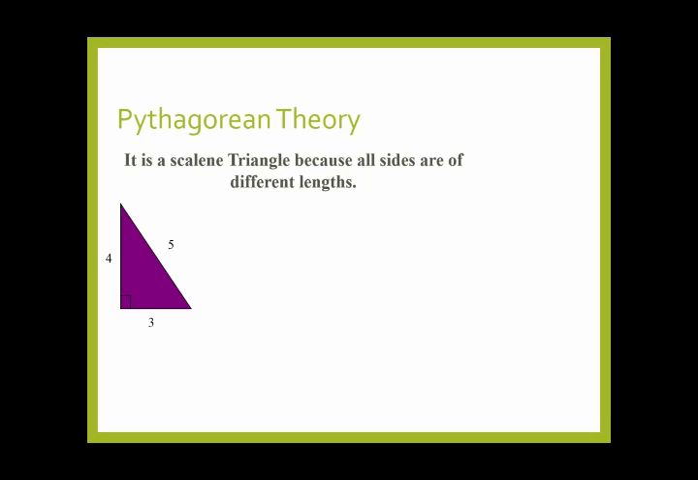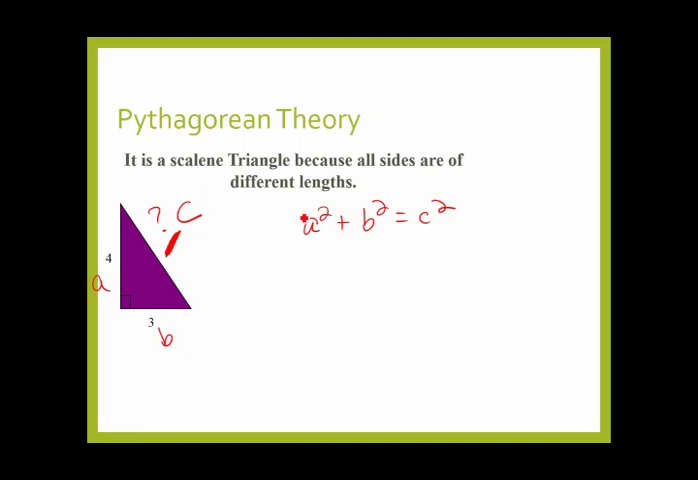Alright, so one more thing before we're done. The Pythagorean theorem: this is a scalene triangle because all sides are different lengths. So what happens if we didn't know that this was a 5 and we wanted to figure out this length? We would use something called the Pythagorean theorem. a squared plus b squared is equal to c squared. This is a, this is b, and the missing length we don't know is c.